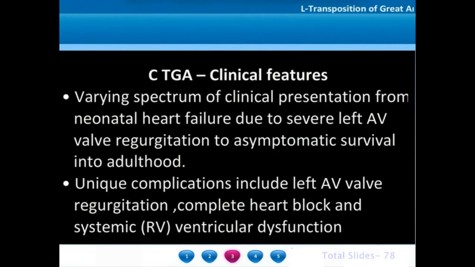The clinical presentation is extremely varied, with a newborn baby presenting with heart failure due to severe tricuspid left AV valve regurgitation, and there can be an adult survivor who is totally asymptomatic. The unique complications of this particular anomaly include progressive left AV valve regurgitation, progressive AV nodal disturbance with complete heart block, and progressive systemic right ventricular systolic dysfunction.